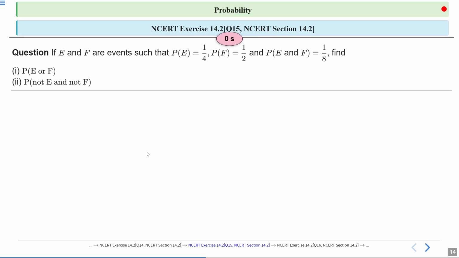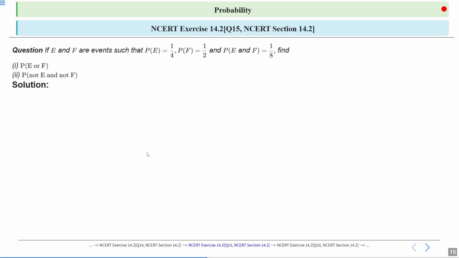Okay students, now we will solve this question. In this question, E and F are events and we have given probability of E is 1 by 4, probability of F is 1 by 2, and probability of E and F is 1 by 8. Then we have to find probability of E or F, and then we have to find probability of not E and not F. Clear?